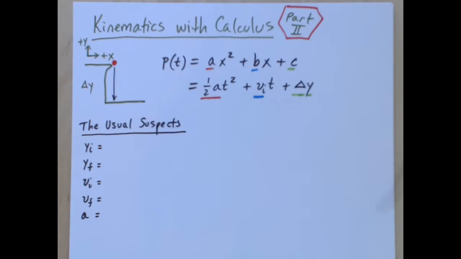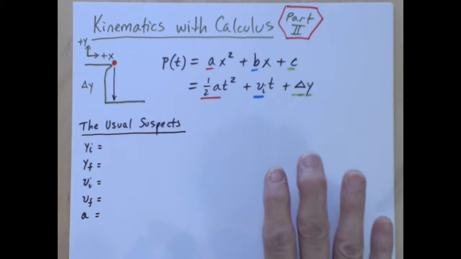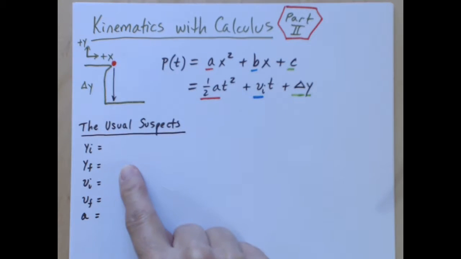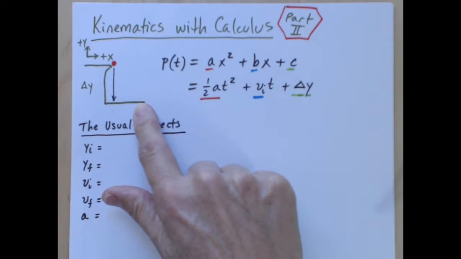All right, we're still working on using calculus to solve a kinematics problem. This is part 2. So this is where we do some of the typical things we do in a kinematics problem the same way we usually do. So what we need to do now is find the usual suspects, the 5 kinematics quantities, and just understand where they're coming from in the way the problem's been set up.